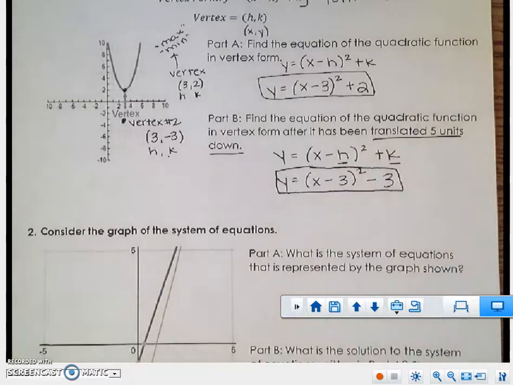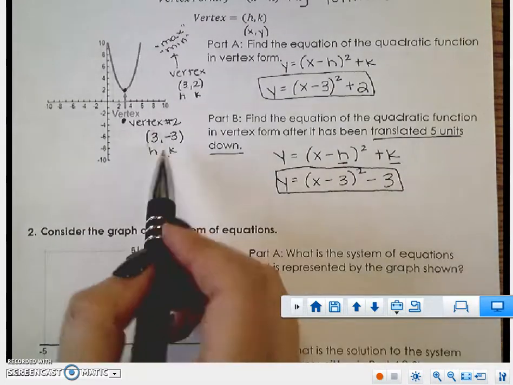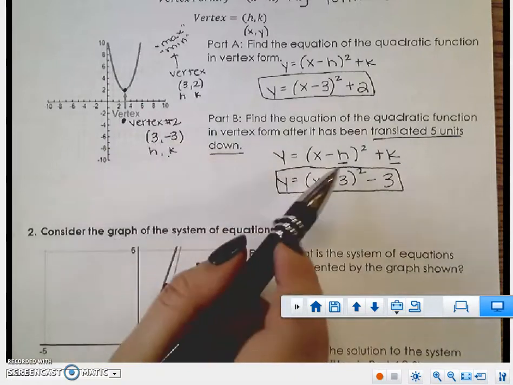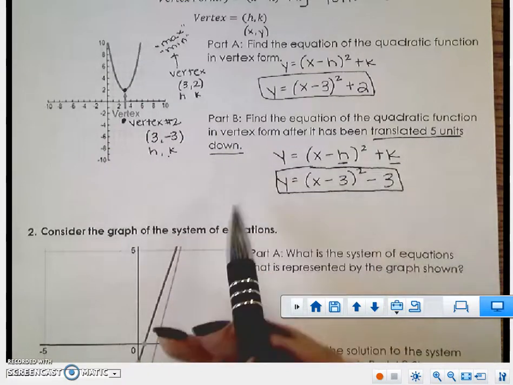For part B, on the first constructed response, all you're doing is taking your vertex values and plugging them in so you don't have an h and you don't have a k anymore.